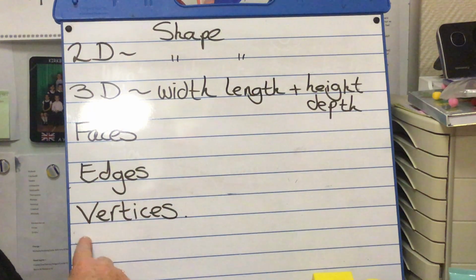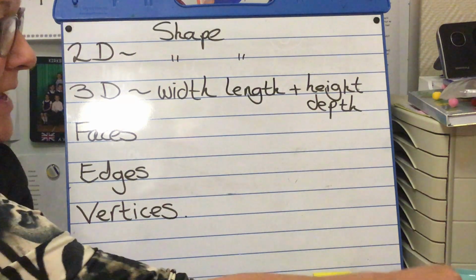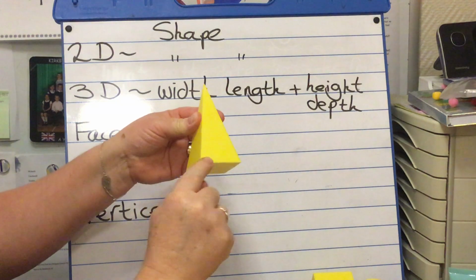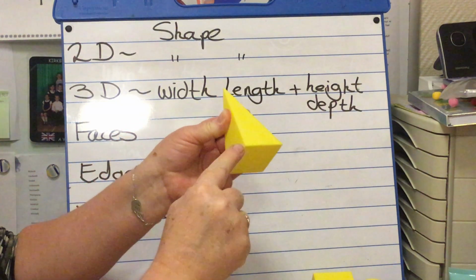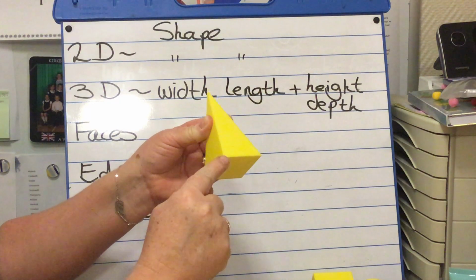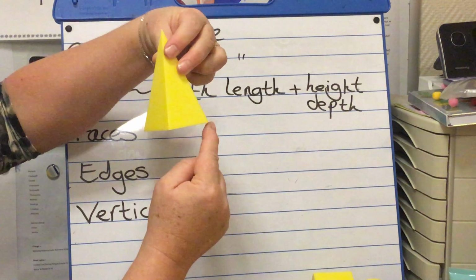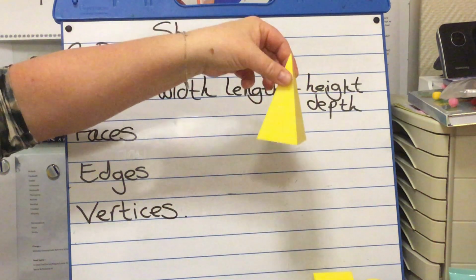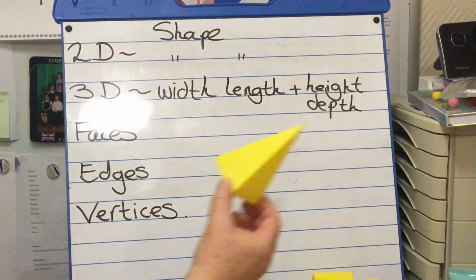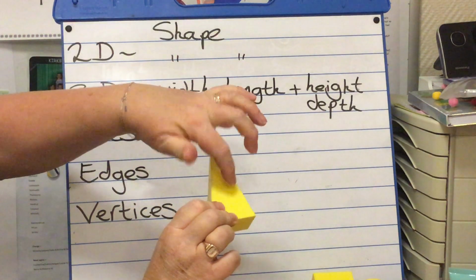And then we've got vertices, or if it's a single one, we'd call it a vertex. And that's where the edges join. So I like to think of it as the bit where you'd probably prick your finger if it was made out of metal or something. So it's 1, 2, 3, 4, 5 on this square-based pyramid. So the faces are the smooth bit where you could draw the faces on.